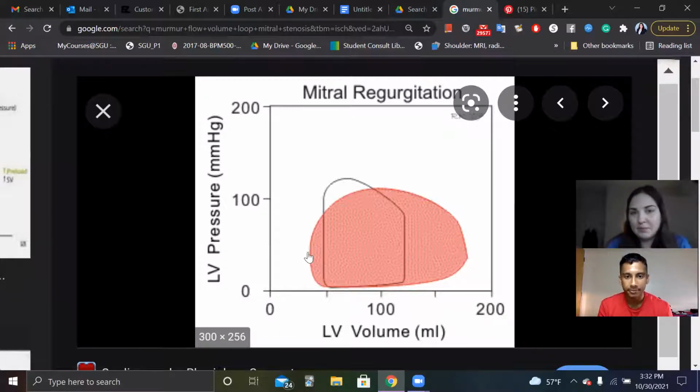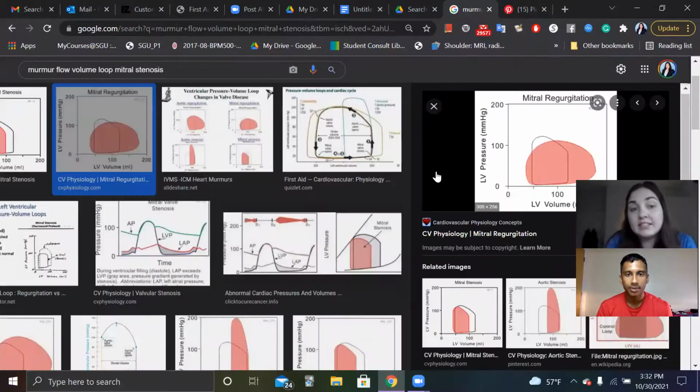Your preload is big. How's your afterload? It's normal, because your mitral valve is within your heart, before your afterload. If anything, it's just a little bit decreased because you have everything stored and you can't really get it there. But it's not drastic.